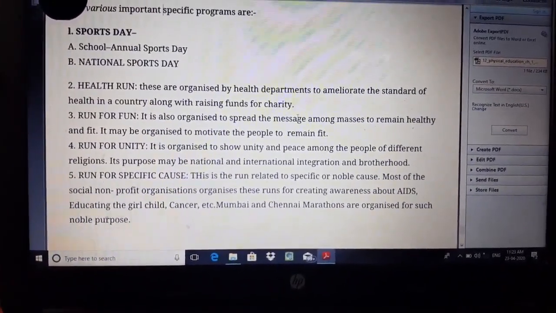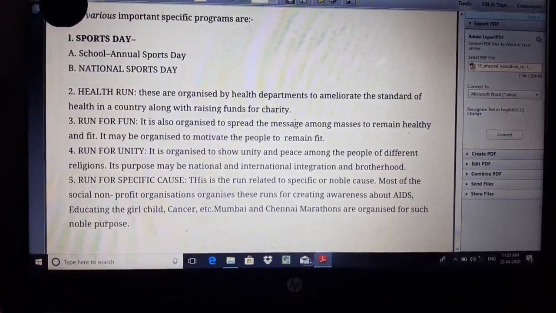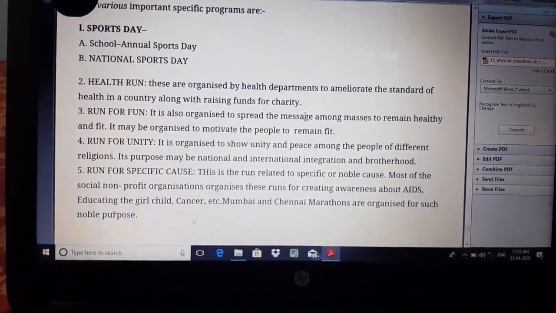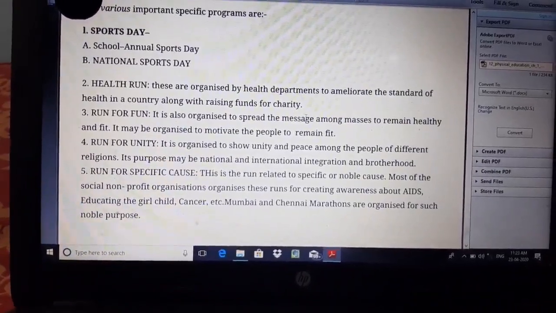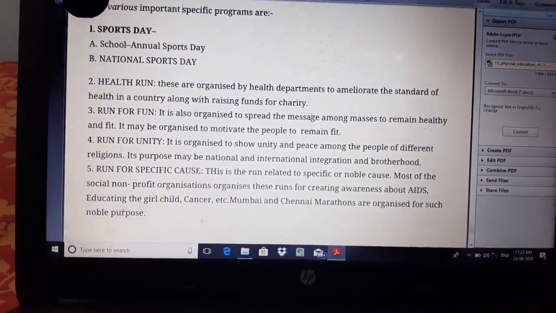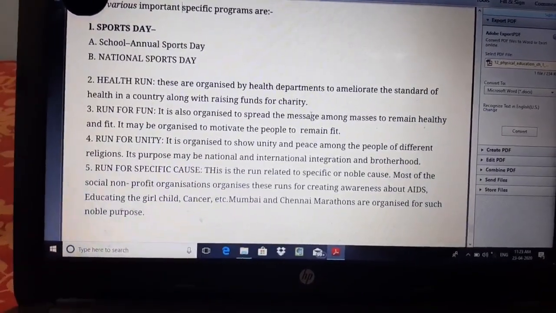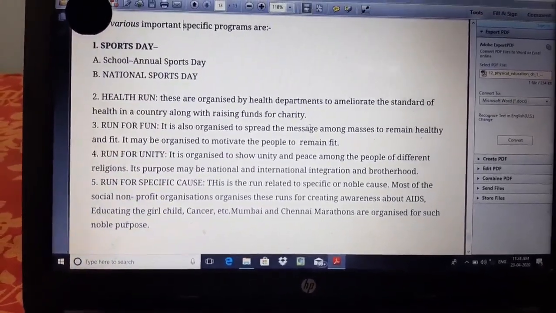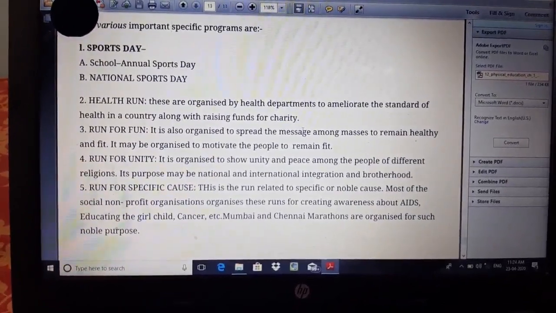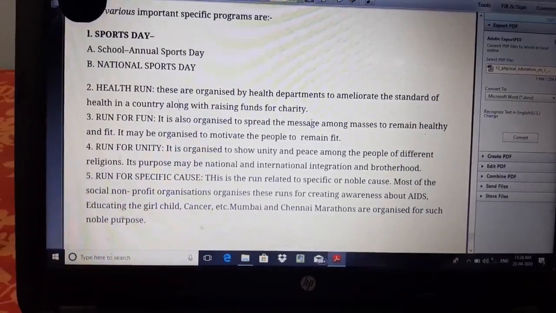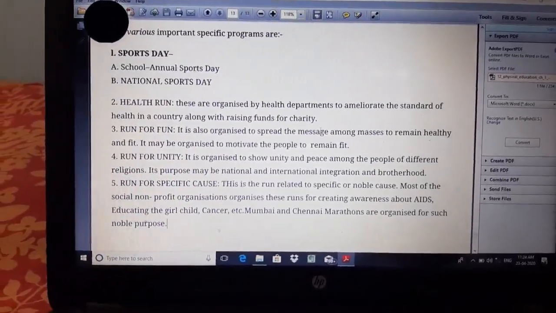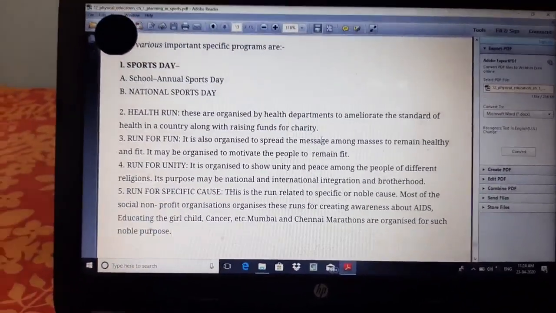Run for unity, again a special message to show unity, peace among the people of different religions. Run for specific cause, that is cancer, girl child, go green, about AIDS. There are so n number of noble purposes that you can arrange a run for. So with this, the entire chapter is over.